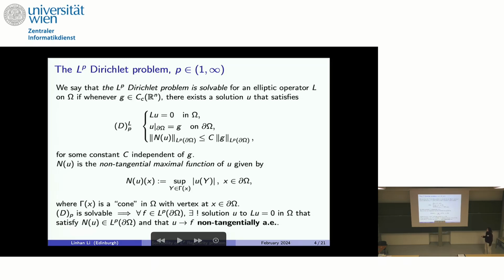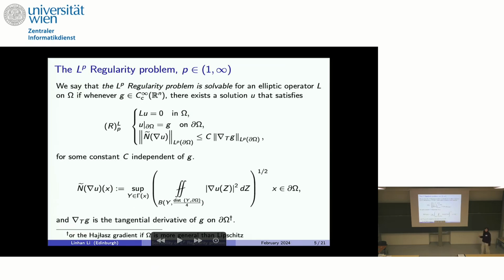All right. So next, I want to formulate the LP regularity problem, which is essentially like a Dirichlet problem, but with more regular data. So we say that the LP regularity problem is solvable for an elliptic operator if whenever you take a compactly supported smooth function G, you can find a solution to still the Dirichlet problem, but with an LP bound on the non-tangential maximum function of the gradient of U. Okay? Now, since I don't assume anything on the coefficients yet, it's just bounded and measurable, not even a symmetric matrix, we don't know whether the gradient of U is locally bounded.